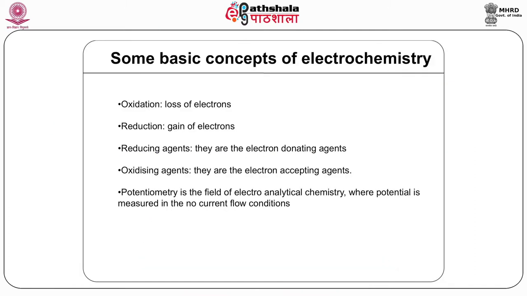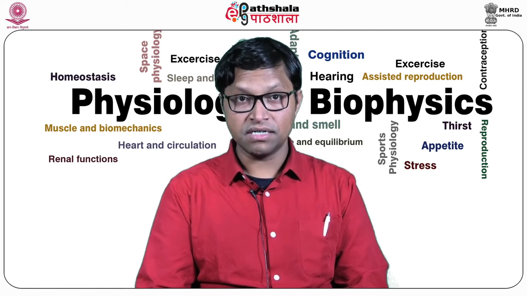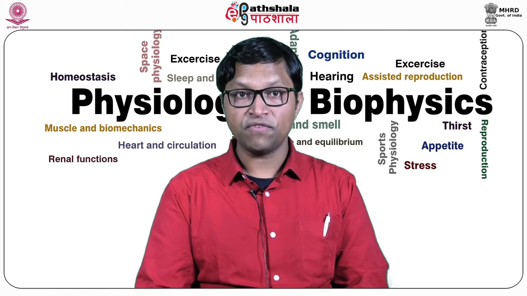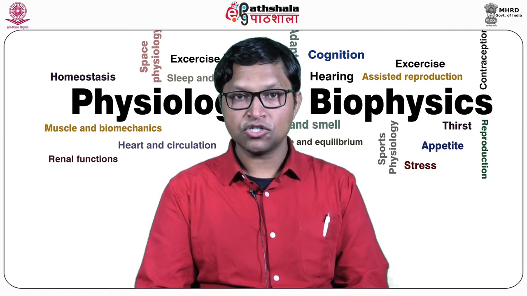Now, let's come to some of the basic concepts of electrochemistry. Let's recapitulate. What is oxidation? It is the loss of electrons. Reduction is the gain of electrons. Reducing agents are electron donating agents, and oxidizing agents are the electron accepting agents. Now, what is potentiometry? In order to understand the various types of electrodes in the module, we must first try to understand what potentiometry means. Potentiometry is a field of electroanalytical chemistry where the potential is measured under no flow conditions. The potential thus measured can be used to determine the concentration of any component of interest in the analyte solution.